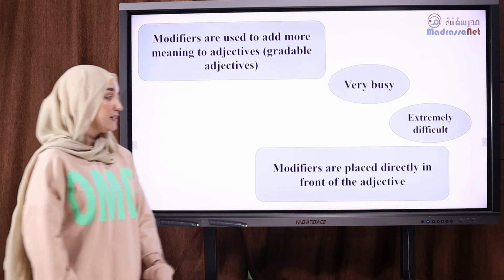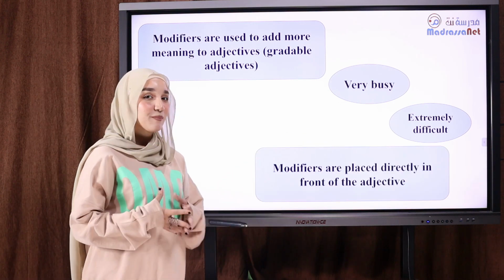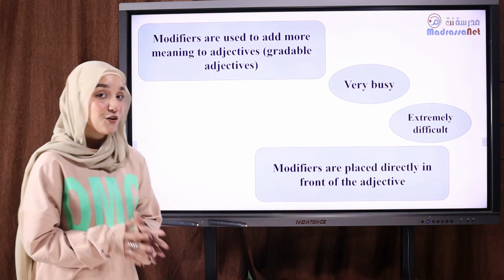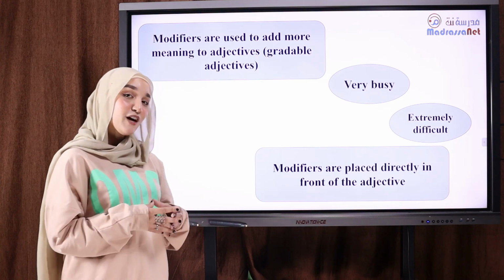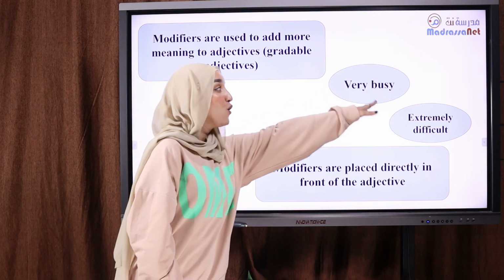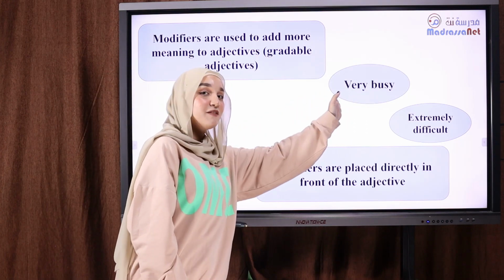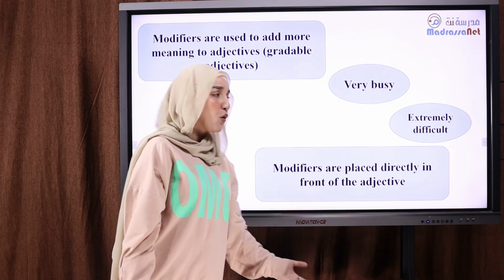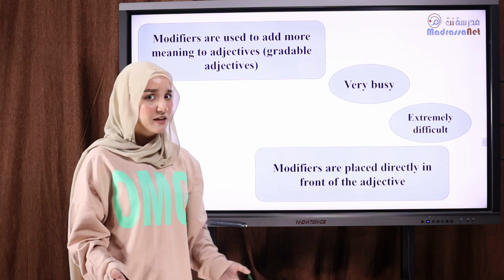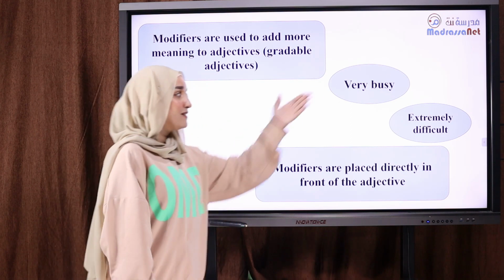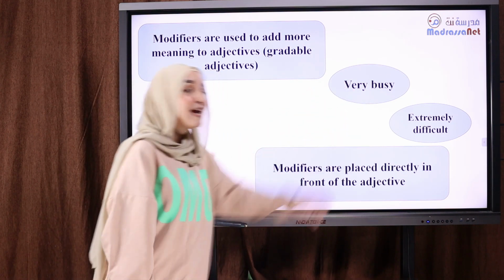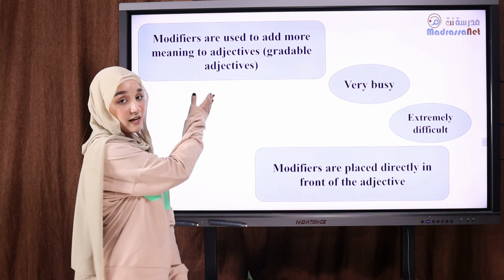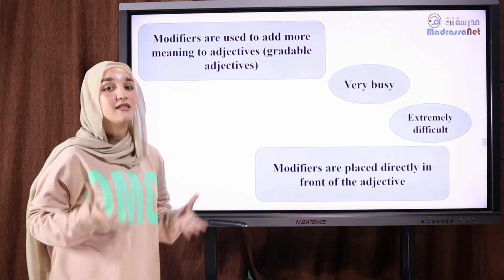One more. Modifiers are placed directly in front of the adjective. So yes, the placement of the modifier always comes in front of the adjective. So we can't say busy very or difficult extremely, okay? It's always modifier plus adjective. What kind of adjective? Gradable adjective, okay? A basic adjective.